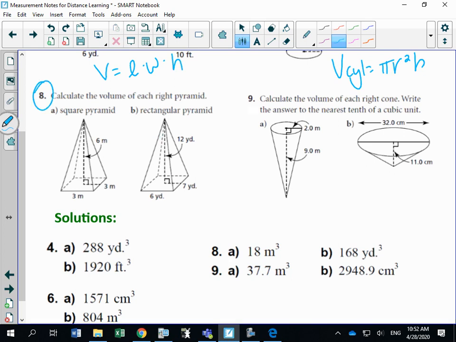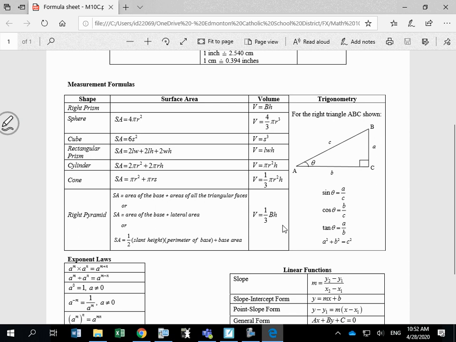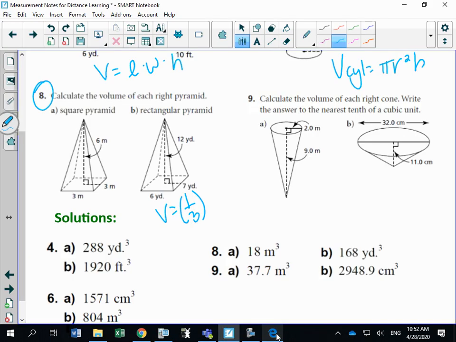So the right pyramid, remember the formula for the right pyramid was 1/3. Actually, just let me double check that. Pyramid, 1/3 area of base times height. So big B times H. Remember, big B is area of the base. So this base would be 3 times 3, and this base would be 6 times 7.